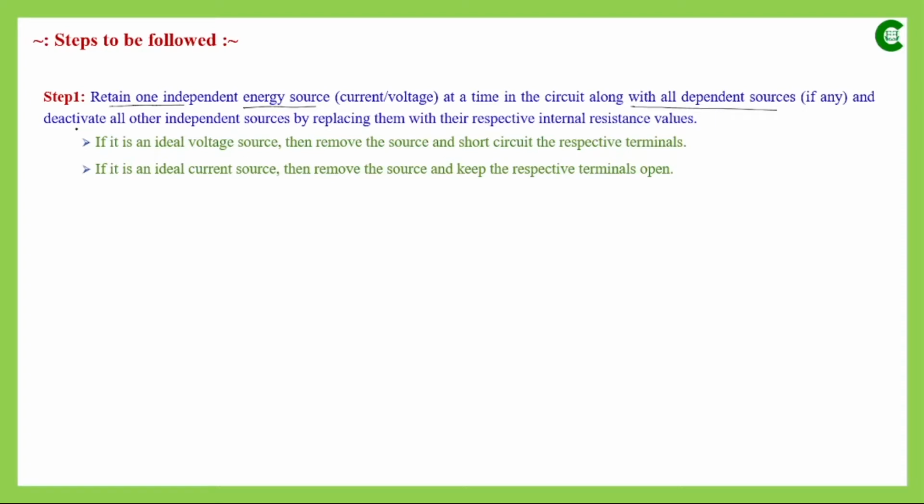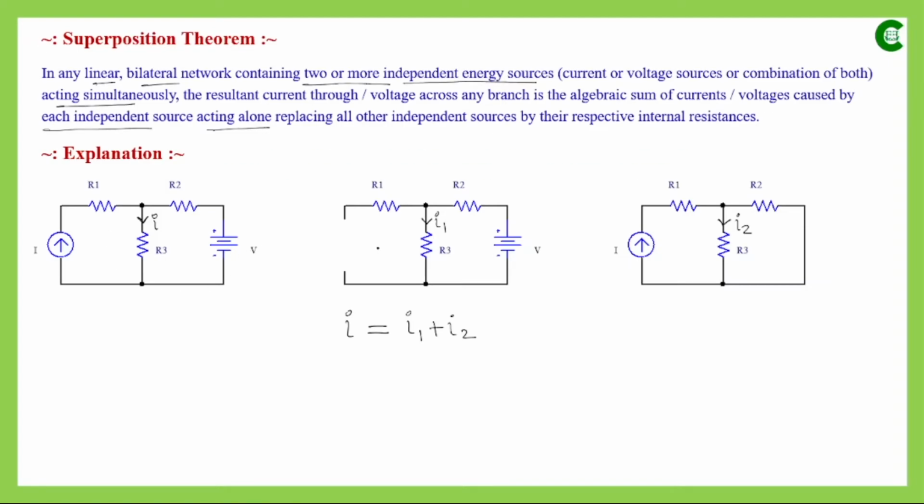And we will deactivate all other independent sources. So in the first step we retain only one independent energy source in the circuit along with all dependent sources if the circuit has any, and we deactivate all other independent sources by replacing them with their respective internal resistance values. In the circuit we have seen here, when we considered the voltage source, we deactivated this current source.